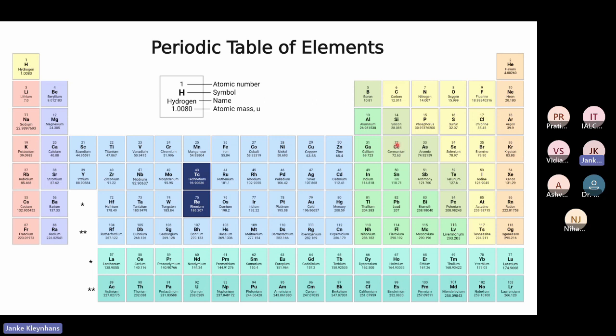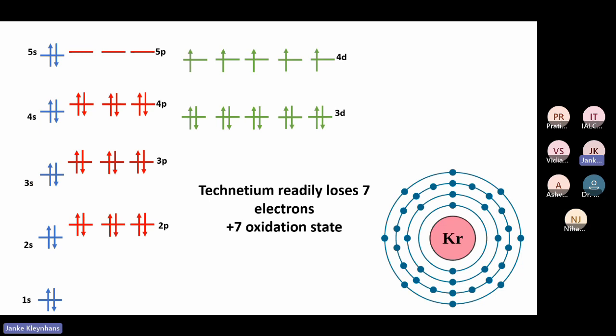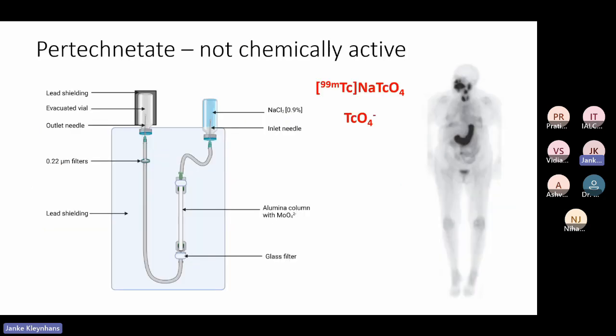So if you look at the molecule, it's a +7 technetium with four oxygens at -2 each, which comes to -8, and that's why the molecule is also charged with a minus, and that's how it gets put on this column. Or the molybdenum is -2 on the column, like we talked about last week. So the -1 of the technetium after decay comes easily off the column, which is very nice.